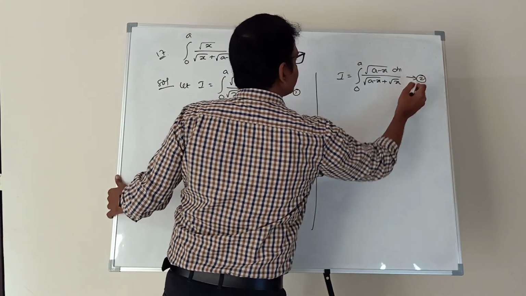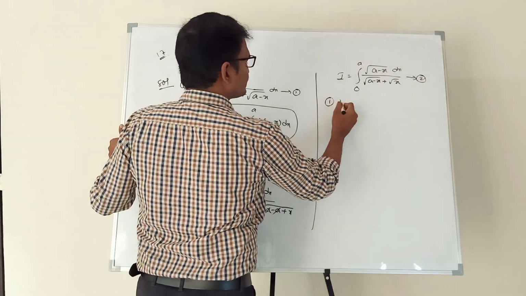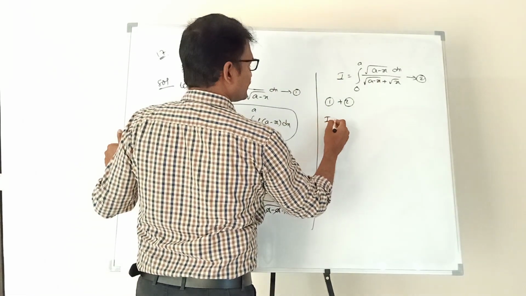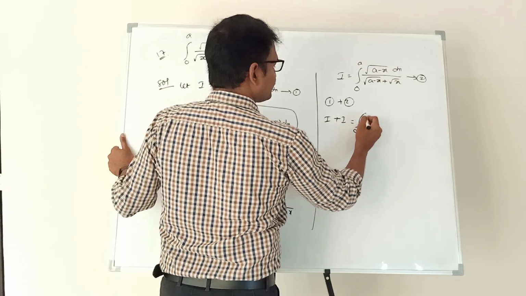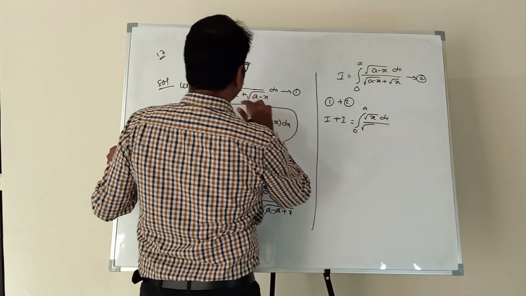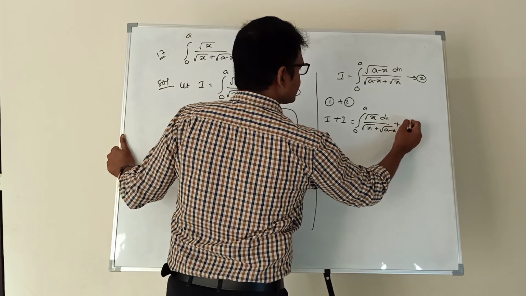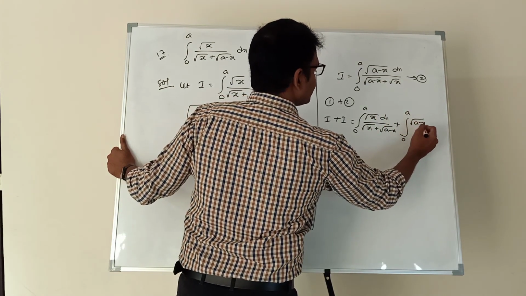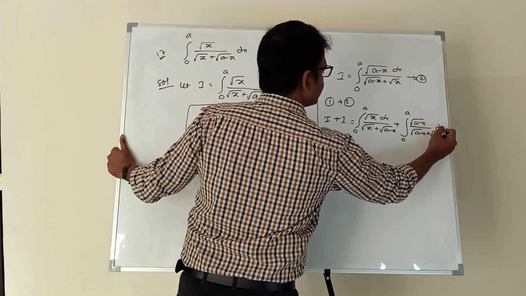Let this be equation number 2. Now adding 1 and 2. Here on the left hand side I is there. Here also on the left hand side I is there. I plus I is equal to, on the right hand side, integral 0 to a root x dx by root of x plus root of a minus x, plus integral 0 to a root of a minus x by root of a minus x plus root x dx.